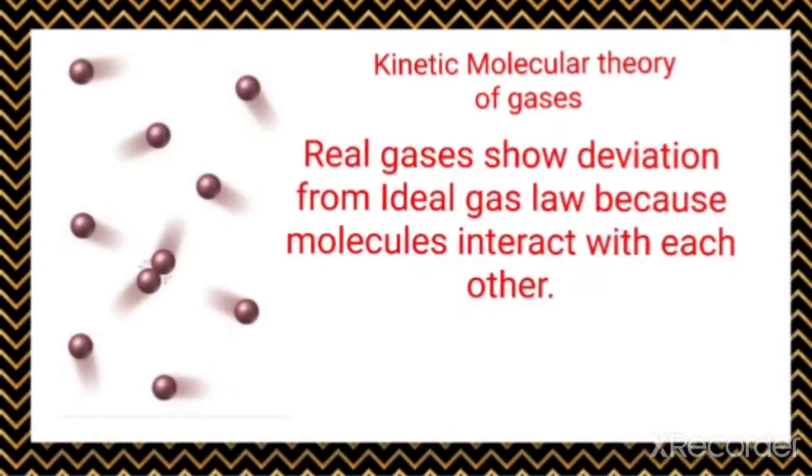So that shows that real gases deviate from the ideal gas law because molecules must interact with each other. That's why real gases show deviation from the ideal gas law: there is some force of interaction between the molecules, and the volume of the molecules should not be made negligible. There should be some volume of the molecules.